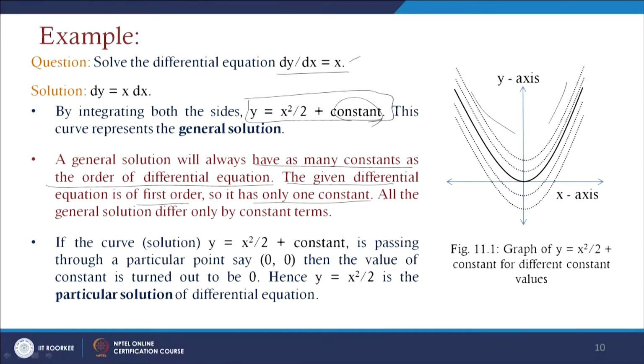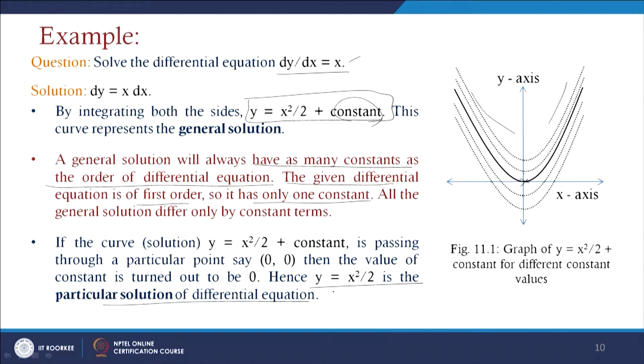And if the curve of the solution y equals x square by 2 plus a constant is passing through a particular point, say suppose (0, 0) here, then the value of the constant turns out to be 0. So, whatever constant value is provided, the graph will shift accordingly with the axis. Hence, y equals x square by 2 is the particular solution of the differential equation.